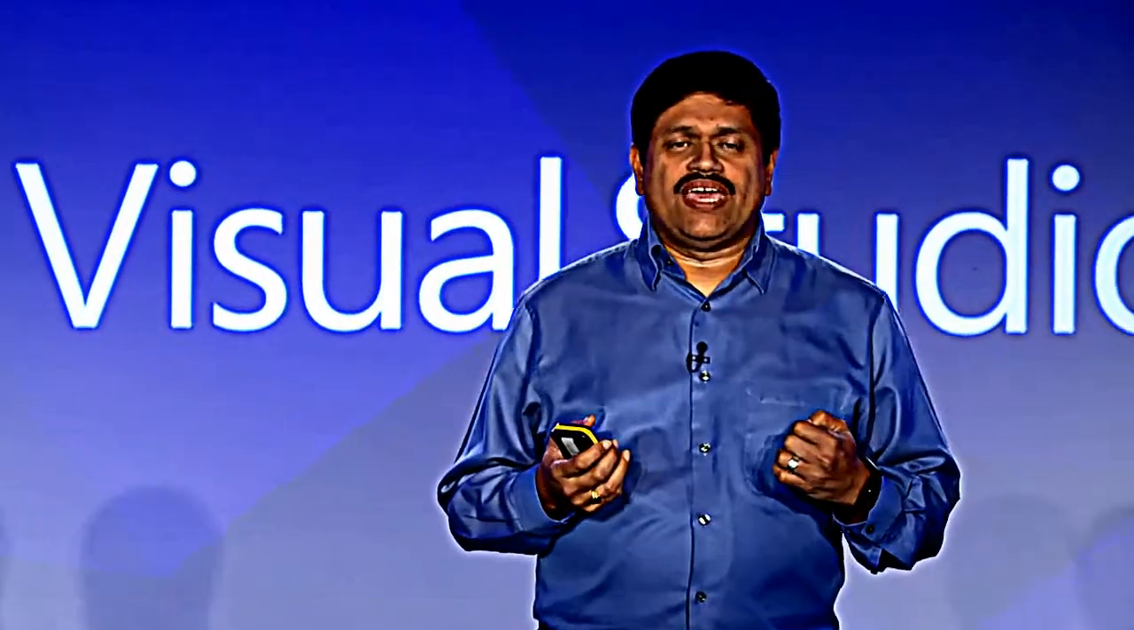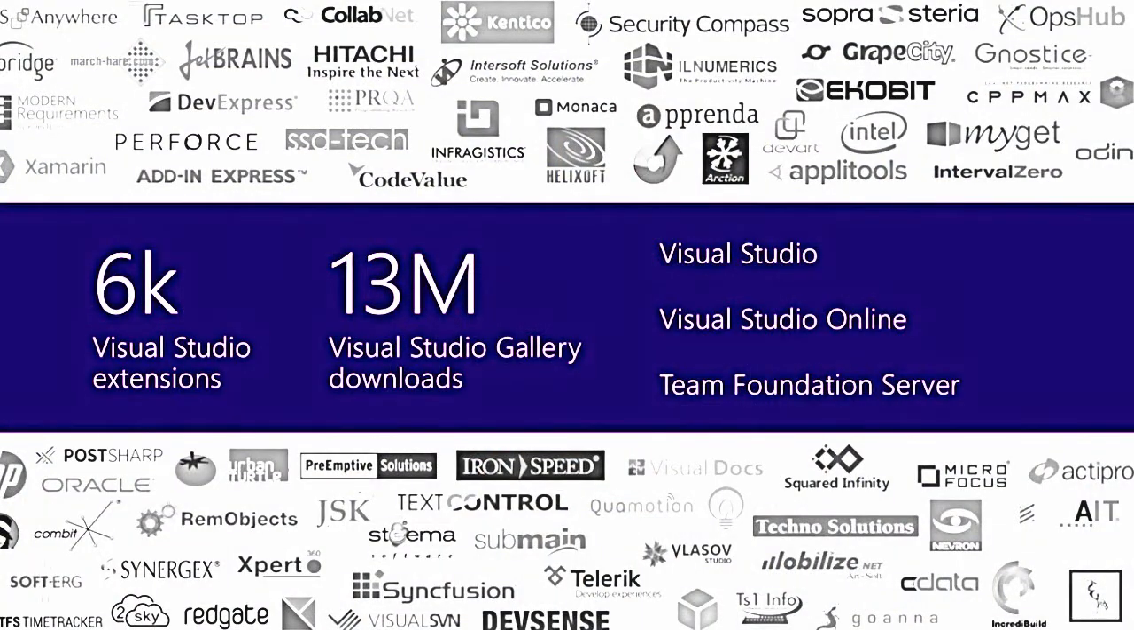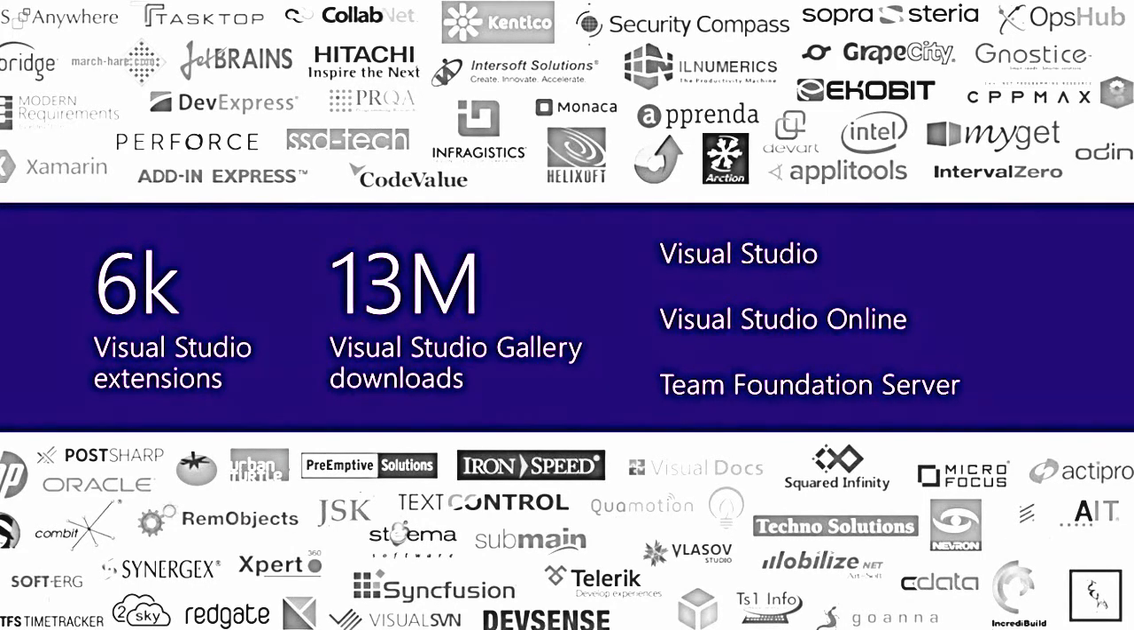Now, if you go up to Visual Studio Gallery, you can see that we have about 6,000 different extensions there for you to be able to pick and choose and use. Just in the last 12 months, we've seen over 13 million downloads of all these extensions from the gallery. It's very easy for you to be able to build an extension to Visual Studio. It's never been this easy.